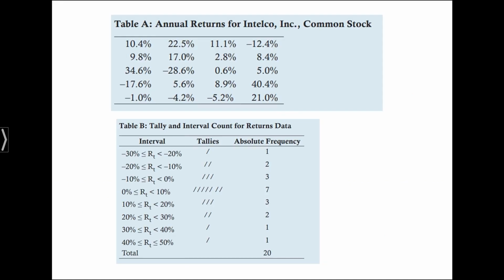Okay, so here's the example that you've got in your Schweser study notes, and I'm looking at table A. I can see I've got the annual returns from Intelco Incorporated, and I've got 4 columns, each with 5 observations within them. So I've got 20 annual returns for Intel. But looking at the data, it's really difficult to tell much about it because we're being overwhelmed by the number of data. I can see roughly by looking at it that some observations are positive, some observations are negative. So sometimes they had negative returns, sometimes they had positive returns.